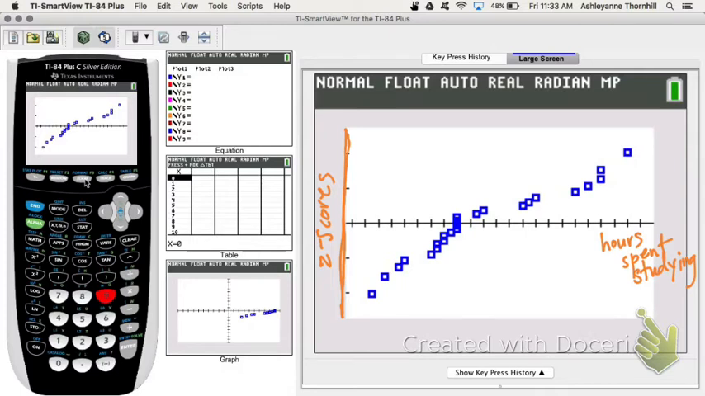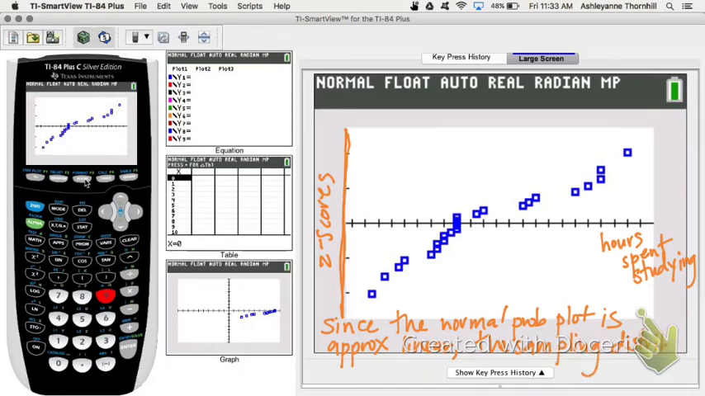So then underneath the graph, you will say, since the normal probability plot is approximately linear, the sampling distribution is approximately normal.